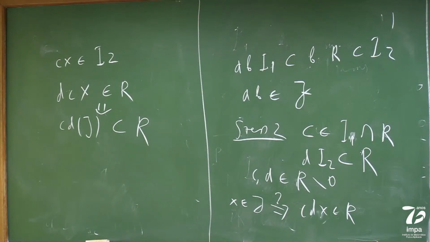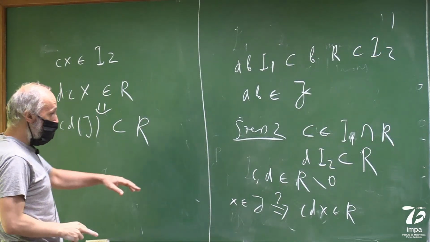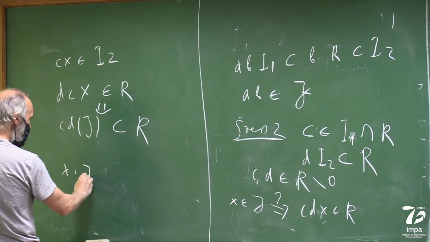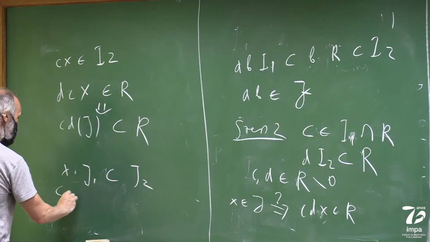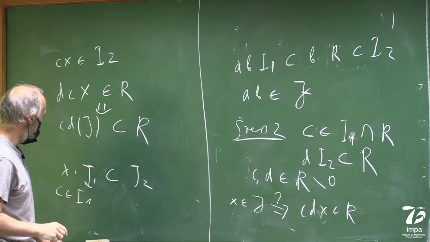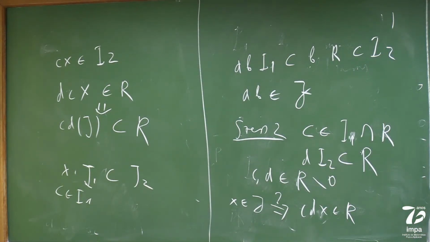Sorry? Why is Cx an element of I2? Because x times I1 belongs to I2, right? And C belongs to I1. Yeah, okay. So this product belongs to I2. Thanks for the question. Okay.